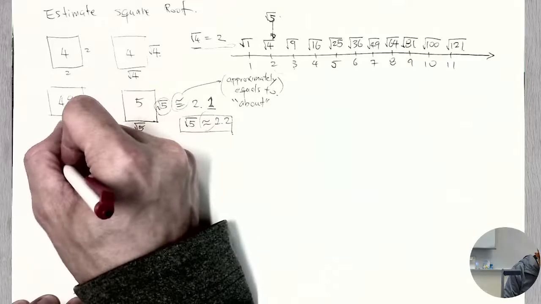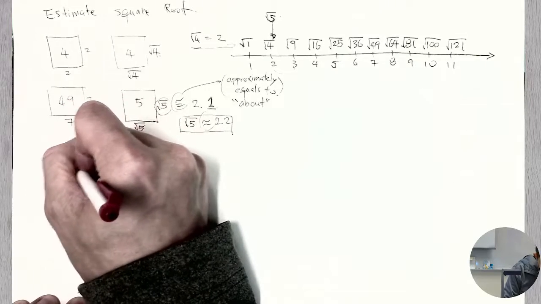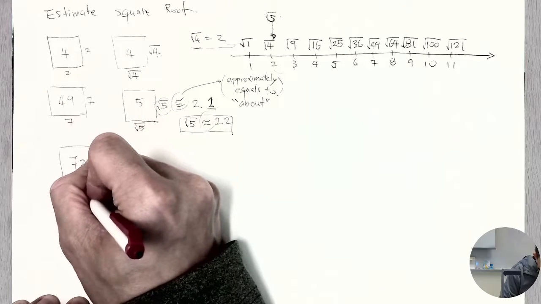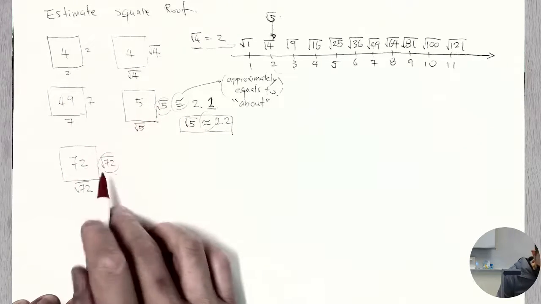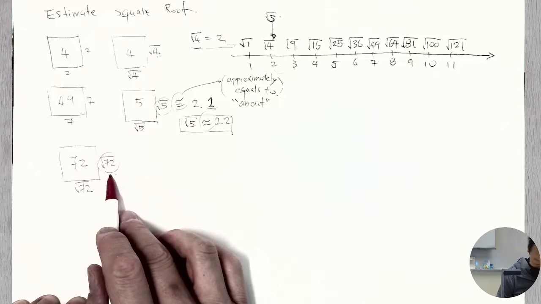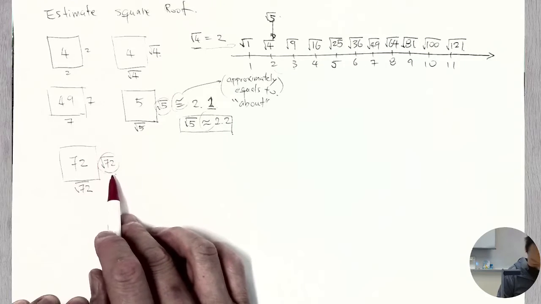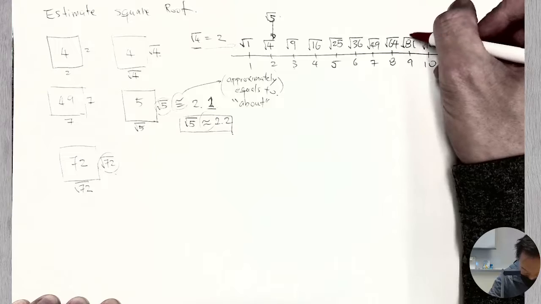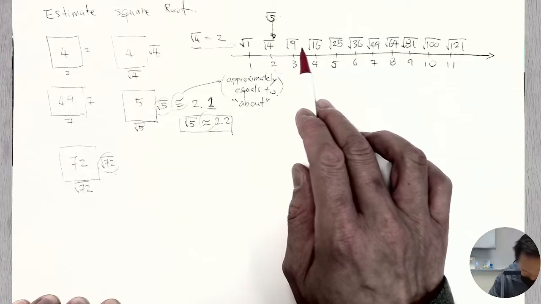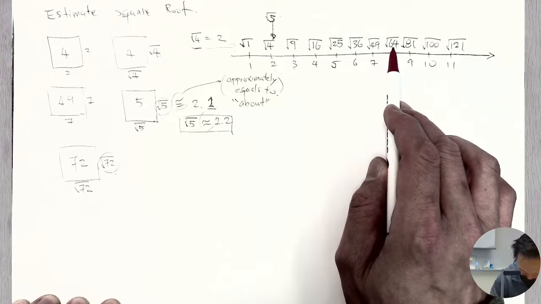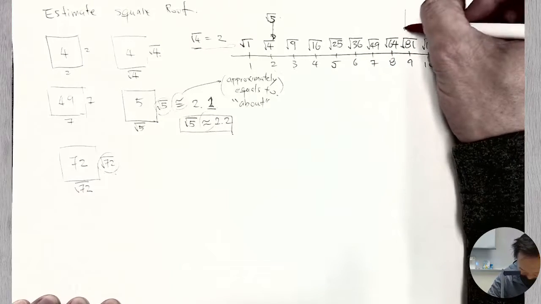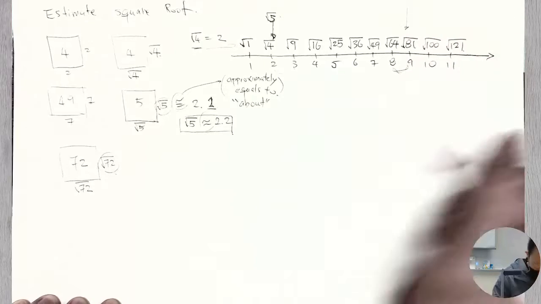If I have a square with the area of 72, the measurement on each side is going to be square root 72. I would like to translate that to a decimal version. So square root 72, let's try to find a home for it. It looks like it's going to fall somewhere here between 8 and 9.